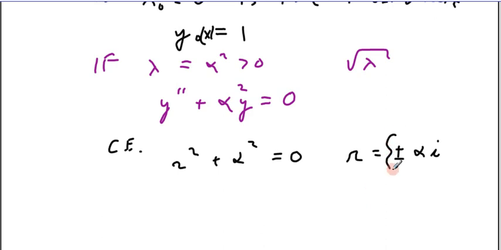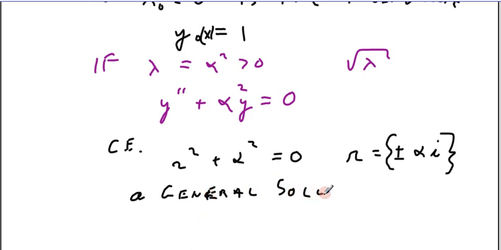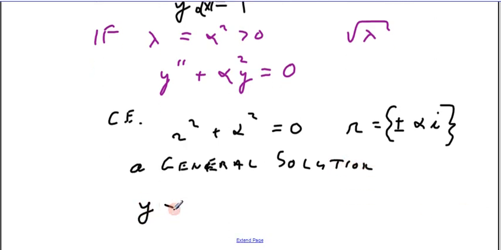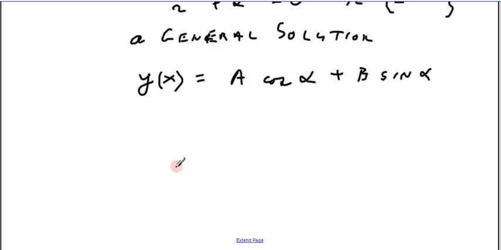Okay, so that's pretty cool. That's pretty normal. That's nothing funny there. Therefore, we have to have a general solution. I misspelled general, G-E-N-E-R-A-L. Solution. And that solution is going to be y of x is equal to a cosine alpha x plus b sine alpha x.